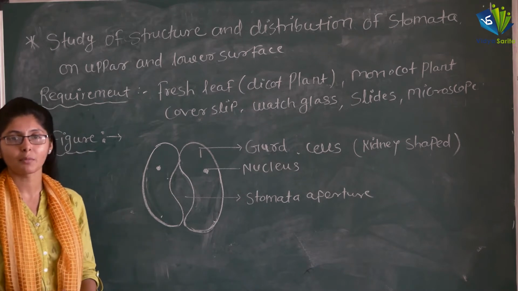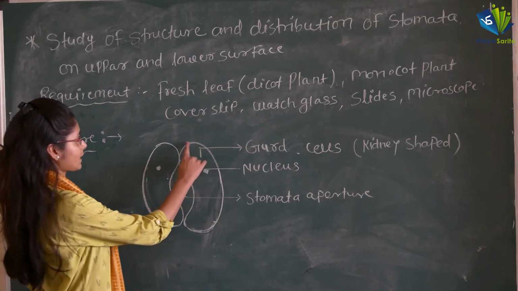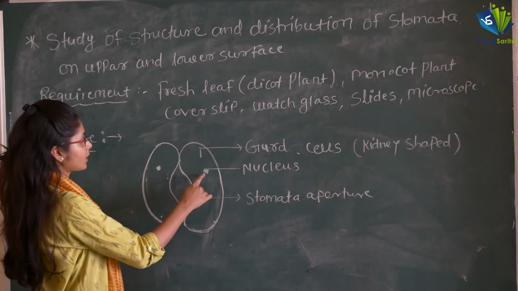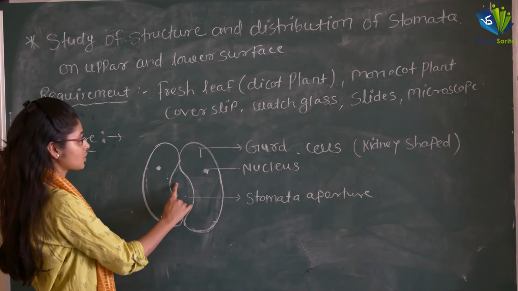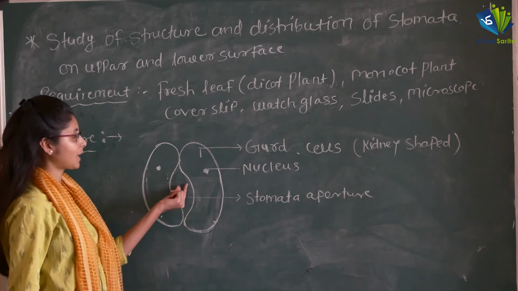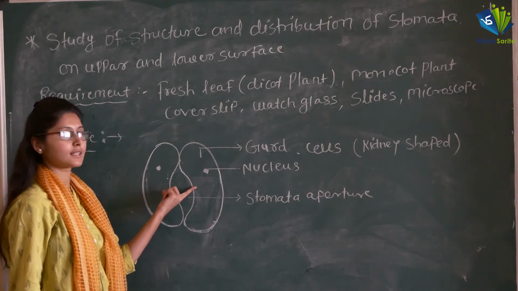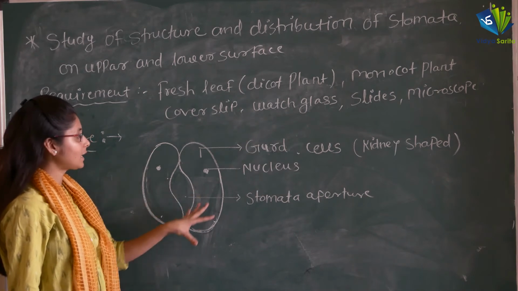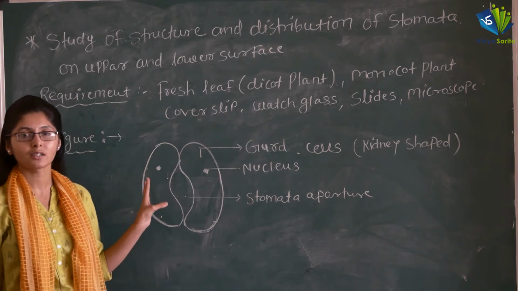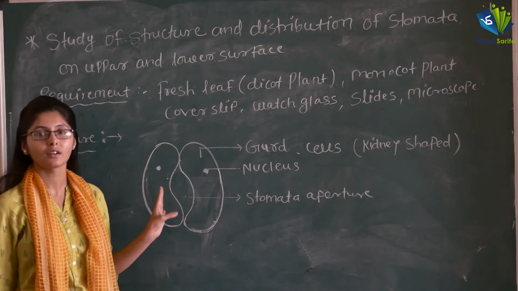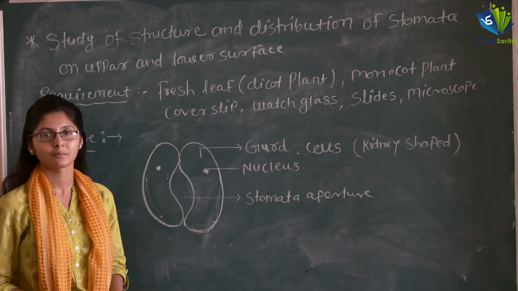These stomata are made up of cells called guard cells. Just like this, these are guard cells, and there is also a nucleus in it. This is a porous area, a small pore which is present between the two guard cells. This complete structure we call a stomata. So let us do this experiment and understand how many stomata there are on the upper surface of the leaf of monocot plants and also in dicot plants.